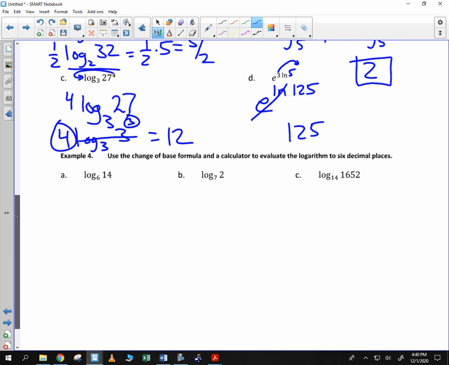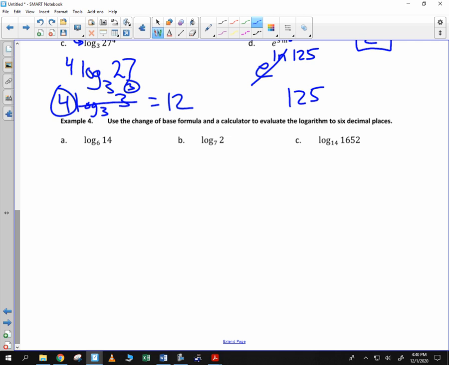All right, last thing we need to talk about is the change of base formula. So this reads 6 to what power is equal to 14? Well, I know 6 to the 1st is 6, and I know 6 to the 2nd is 36. So if I'm looking to get 14, then my answer has to be somewhere between 1 and 2. How do we do that?